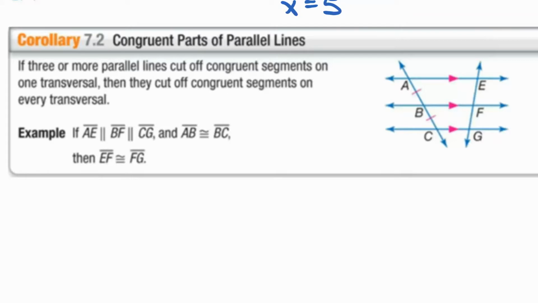If 3 or more parallel lines, so here we would have that AE is parallel to BF is parallel to CG, and they cut off congruent segments on one transversal, then on every transversal they'll cut off congruent segments. Not that all 4 are congruent to each other. It would be that AB is congruent to BC and that EF is congruent to FG.